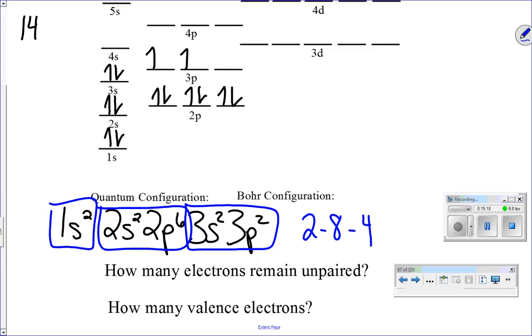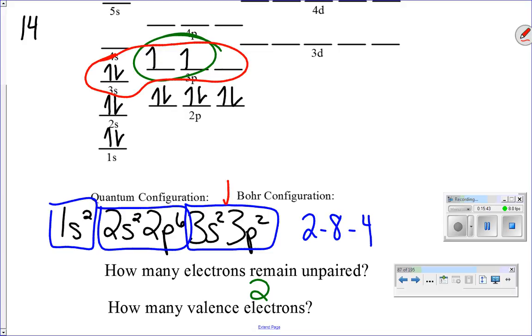Now, some things that are interesting that you should be able to answer is how many electrons remain unpaired? So meaning they're sitting on a little line without somebody spinning in the opposite direction. We got 2 unpaired electrons. We also want to look at how many valence electrons we have. So our valence shell is our highest energy level that we're using, which is the third energy level. So our third energy level right here contains 4 valence electrons.